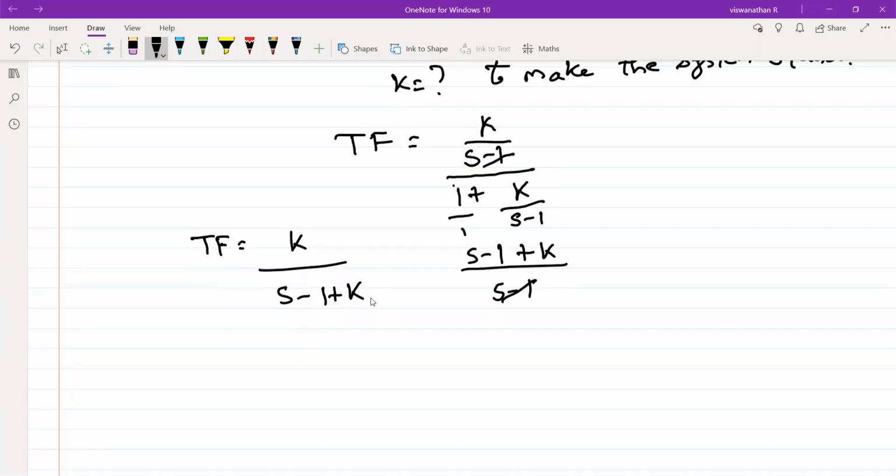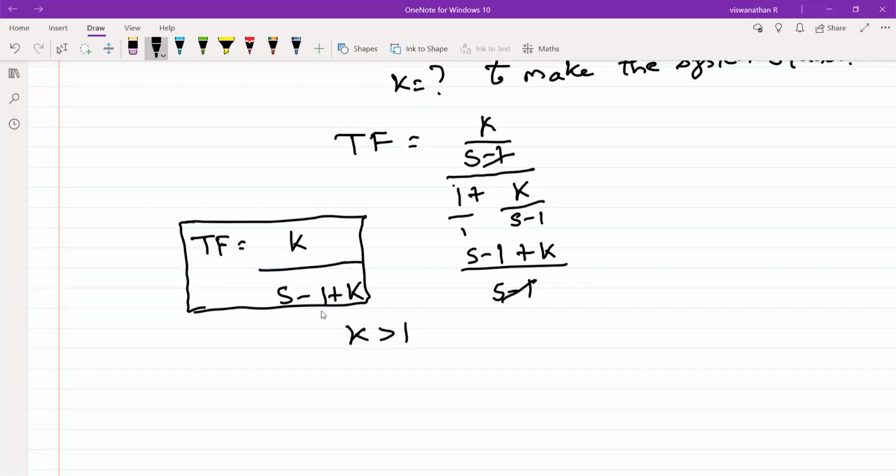Now what should be the value of K to get negative poles? Should be greater than 1, sir. So K should be greater than 1. K should be greater than 1 to make the system stable.